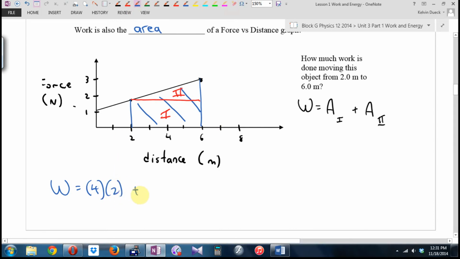Plus the triangle. What's the area of a triangle? By the way, this one's actually on your formula sheet, so if you blank out, it's on there somewhere. It is base times height divided by 2. What's the base of triangle 2? What's the height of triangle 2? Don't say 3. 1, from here to here. Divided by 2. I'm even going to argue you don't need a calculator. What's 4 times 2? What's 4 times 1 divided by 2?